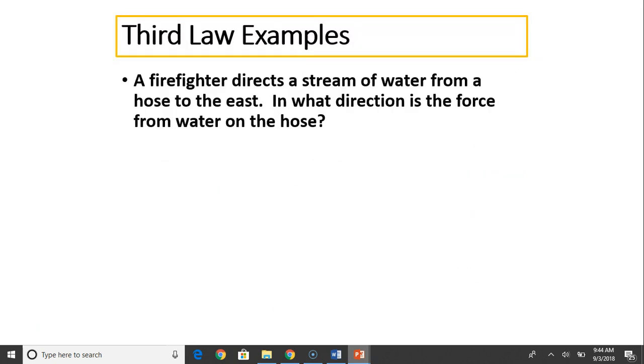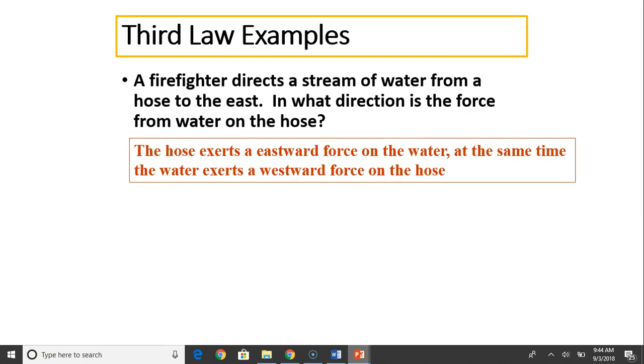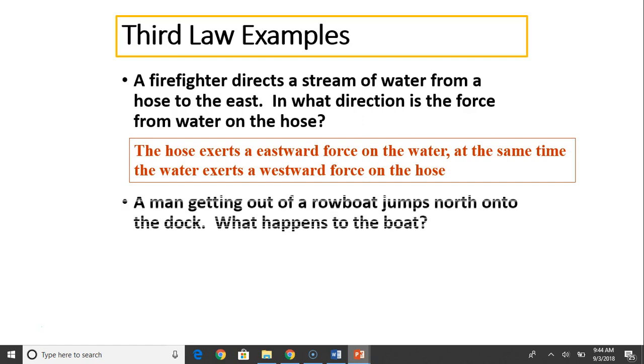More examples. A firefighter directs a stream of water from a hose to the east. In what direction is the force from the water on the hose? So the water is going to the east. Where is that force coming from? The hose exerts an eastward force on the water. At the same time, the water exerts a westward force on the hose.